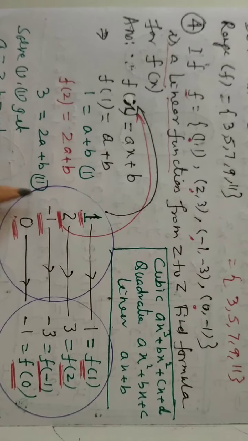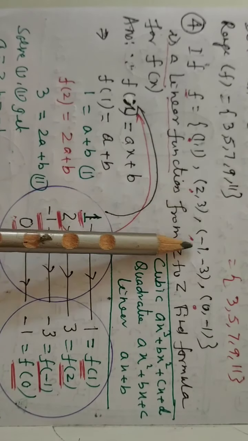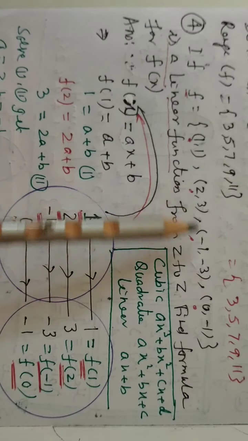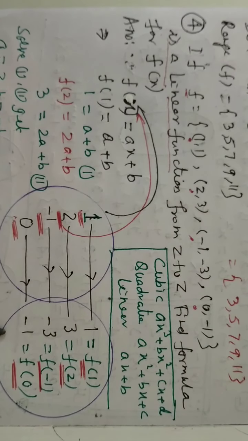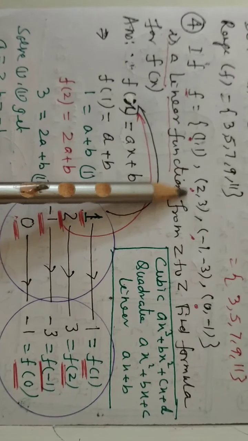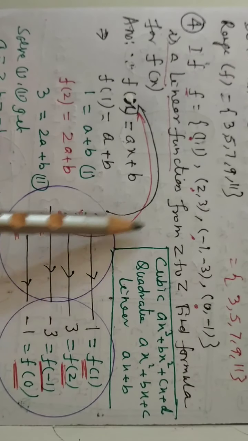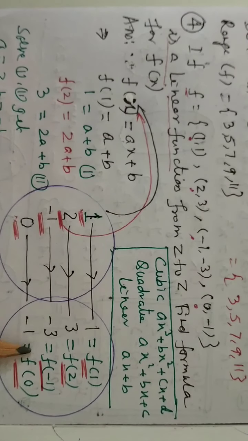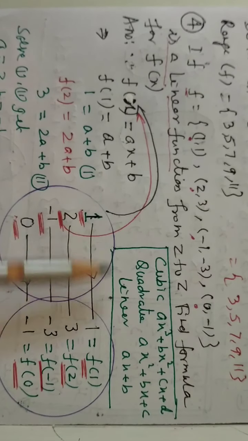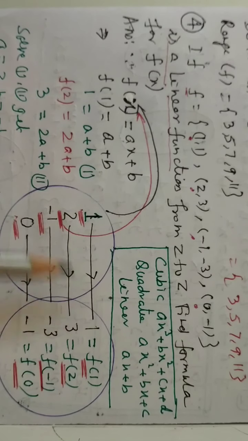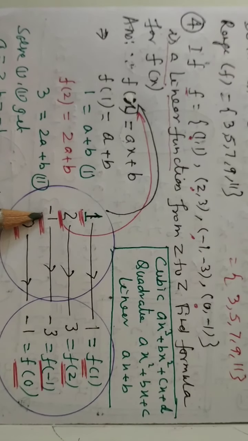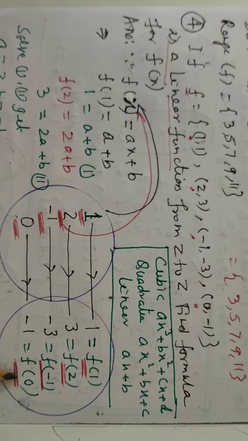Now just see the first member: 1, 2, minus 1 and 0. Second member: 1, 3, minus 3, 1. Now 1 goes to 1, 2 goes to 3, minus 1 goes to minus 3, 0 goes to minus 1. If 1 reaches this side, it becomes f(1). 2 reaches this side, it becomes f(2). And likewise minus 1 becomes f(minus 1), 0 becomes f(0).